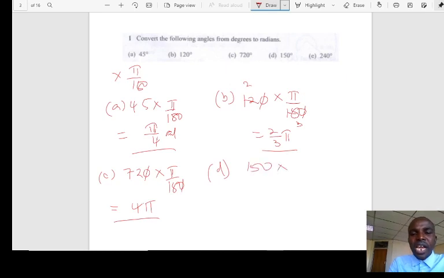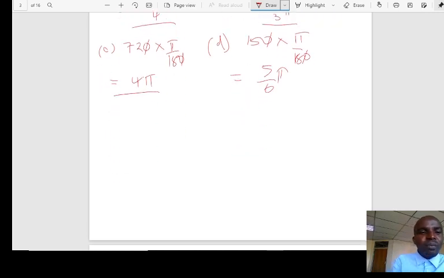Part D, 150 times pi over 180. So it will be 0, 0 cancel out. Then 15 and 18. What can you use? Common factor 3. 3 into 15 is 5. 3 into 18 is 6. So it will be 5 over 6 pi.